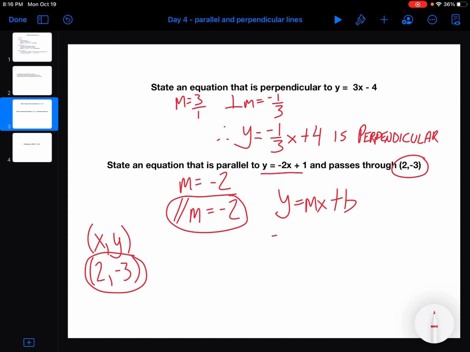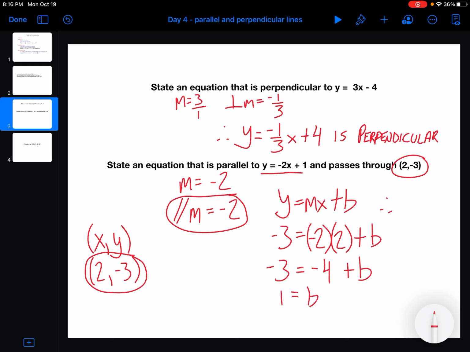Then we can state our equation. So we can sub in negative 3 equals negative 2 times 2 plus b. Negative 3 equals negative 4 plus b. Move that negative 4 to the left. It's going to become positive. We're going to get 1 equals b.